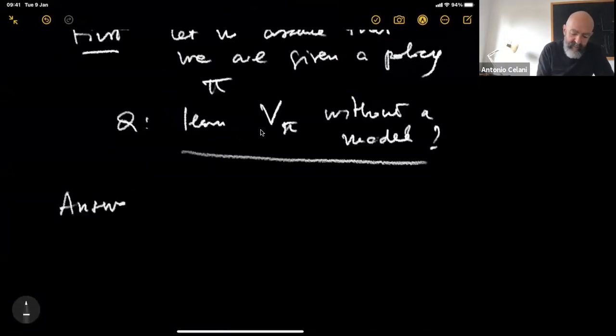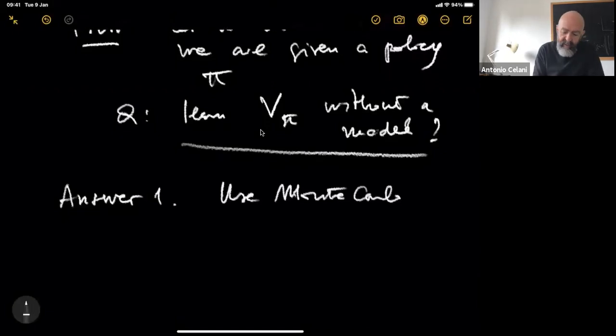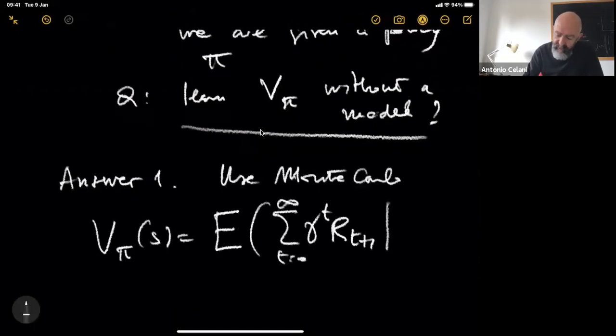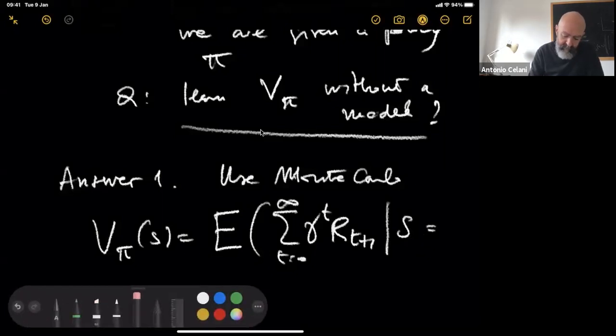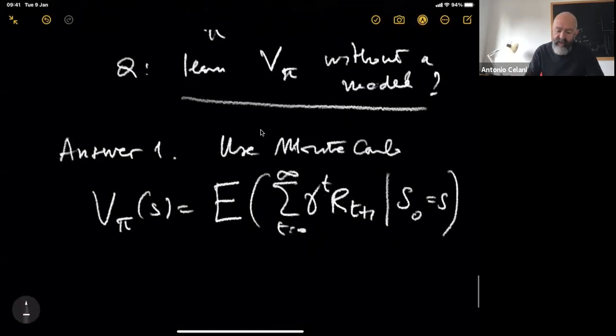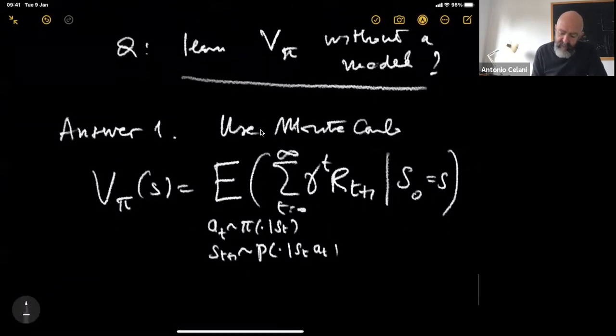So there is one easy solution to this problem. Answer one, use Monte Carlo. So what does that mean? Well, in our specific case, we just have to remember that the value of a policy is just the expected value of the sum of the discounted rewards, conditioned on the fact that the initial state S0 is small s. That's the definition of the value function. What do I expect on average if, just to be explicit, I pick actions according to the policy and I pick new states according to my transition probability? That's all I need to specify.